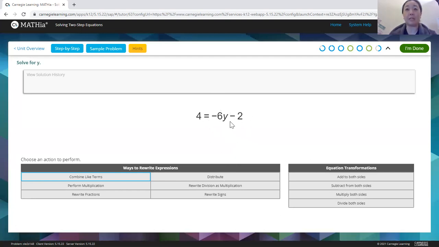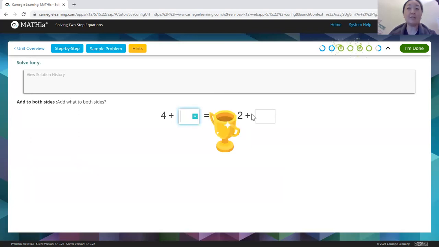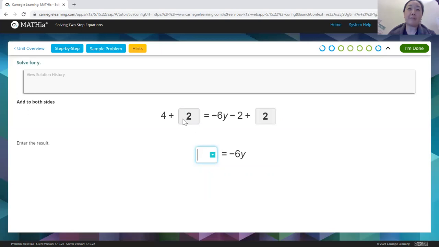Okay, so now if you look at this, my y is on the right, and I have this -2. So I want to get rid of that. So I'm going to add to both sides. We're adding 2 to both sides to get rid of that. I really wish they would have put that below, but maybe that's a programming issue. We press enter. And then we have to figure out what that is. So 4 + 2 is going to be 6. Press enter.